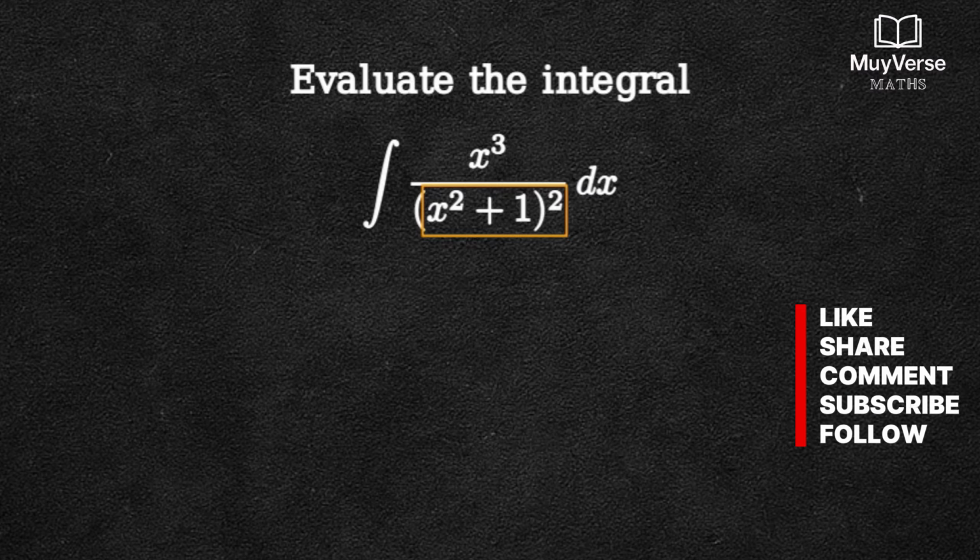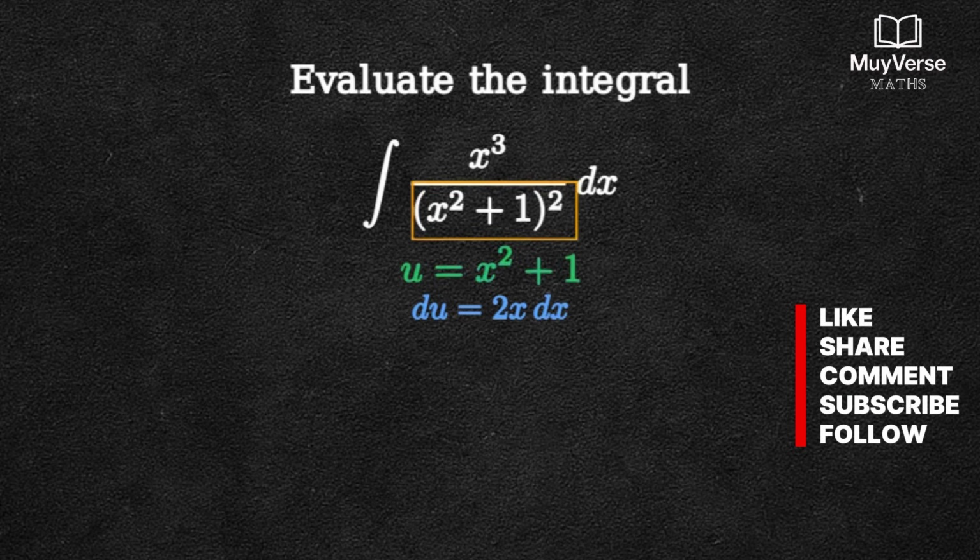To simplify, let u equals x squared plus 1, so that du equals 2x dx. This substitution matches the highlighted denominator.